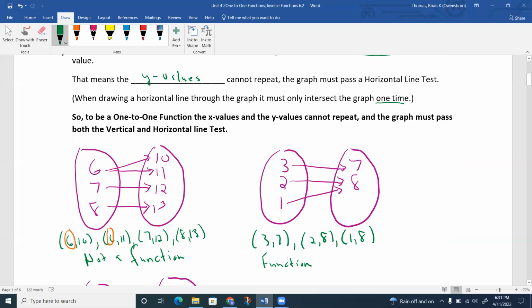But now if I look the other direction, the y values, the 7 is paired to a 3, the 8 is paired to a 2, but notice how the 8 is also paired with this 1. So from the perspective of a one-to-one function, this is not a one-to-one function. The y value cannot be assigned two different x values. And notice how you can see it in the table or the ordered pairs, this 8 is repeating. That cannot happen in a one-to-one function. So yes, this is a function, but not one-to-one.